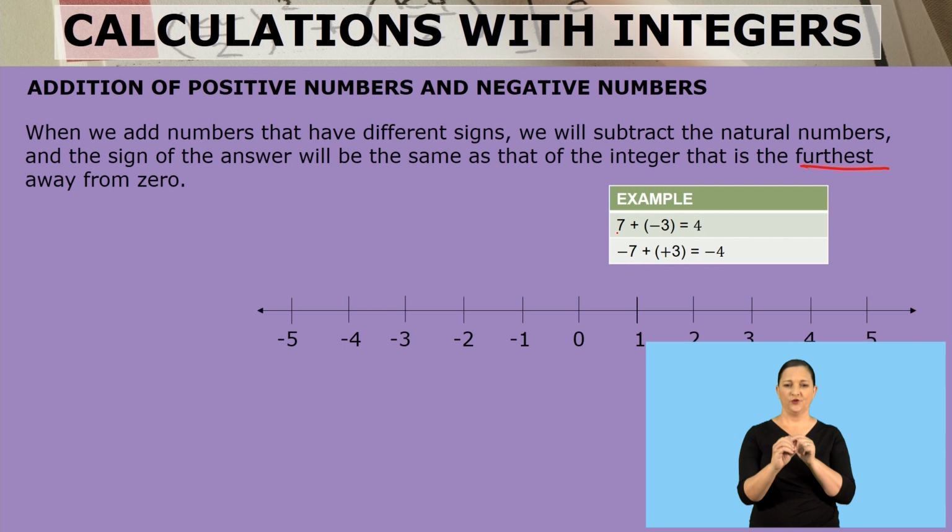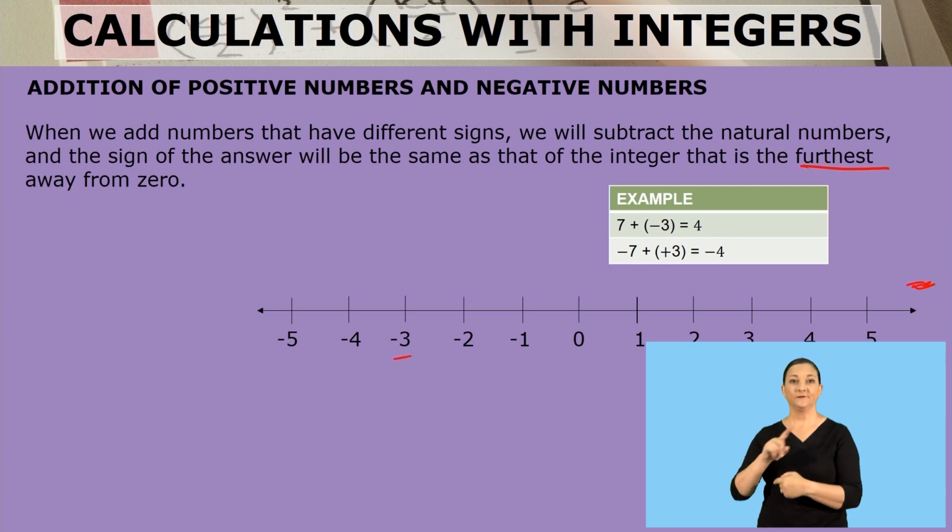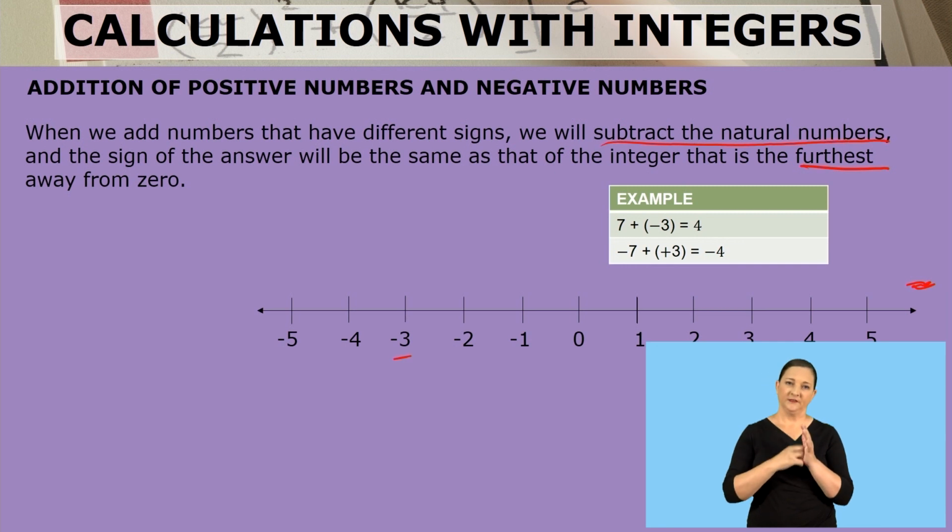We have an example there of 7 plus a negative 3. Now one is positive and one is negative. What are we going to do? Firstly, we are going to figure out which one is furthest from 0. Between negative 3 and a positive 7, which one is furthest? It is the 7. And because the 7 is positive, we are going to take a positive there. Then I'm just going to subtract those natural numbers. So I'm going to say 7 minus 3, which gives us a 4, and our answer is going to be positive because of us taking the sign of the one that is furthest away from 0.